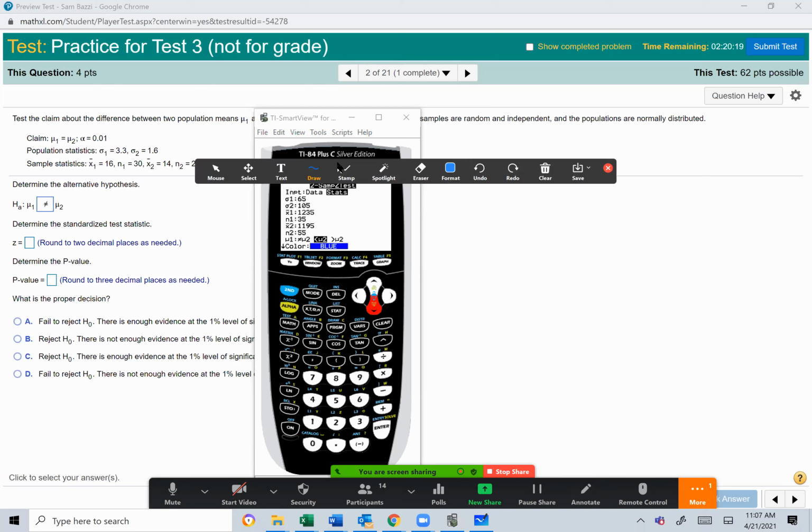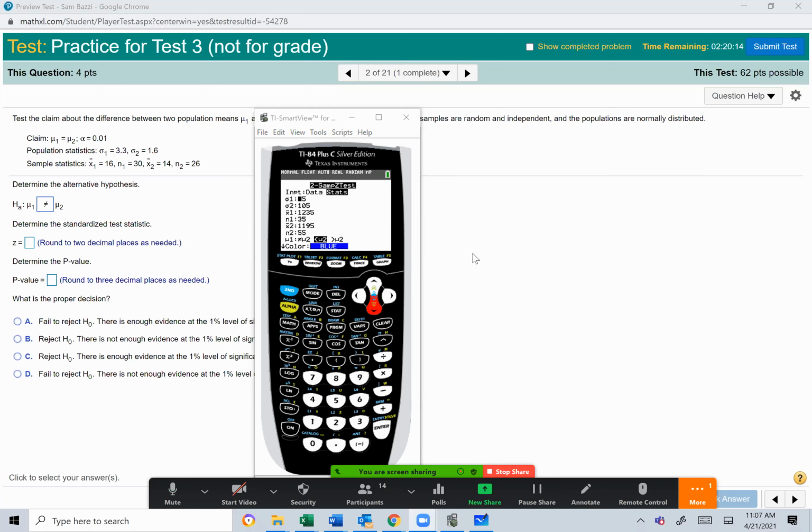Okay, 3.3. Guys, watch. Sigma 2 is 1.6. X1 bar is 16. n1 is 30. I'll just copy what I see. X2 bar is 14.